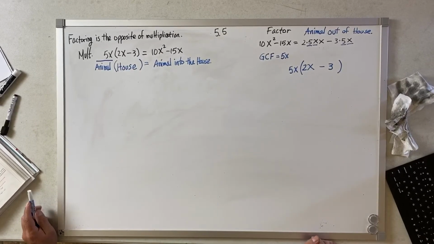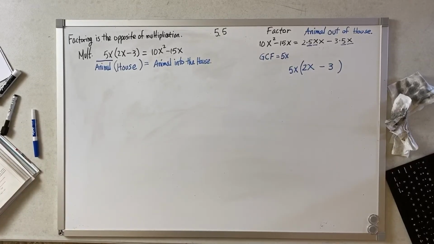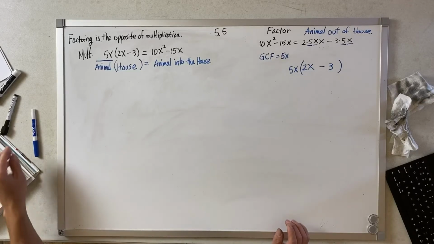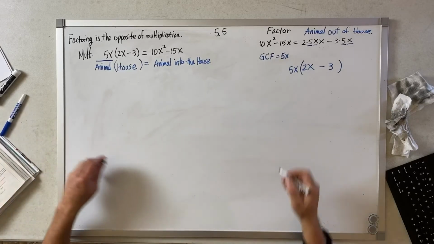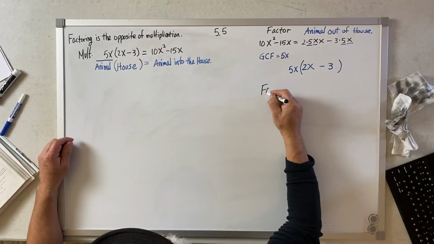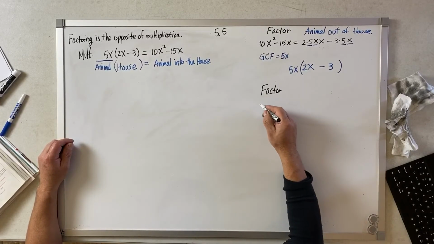So let's do another one. Okay? That's the way we're going to factor. To factor, we are going to find the greatest common factor. I call it the animal. And the animal comes out of the house. Okay? Here we go. So factor the following.